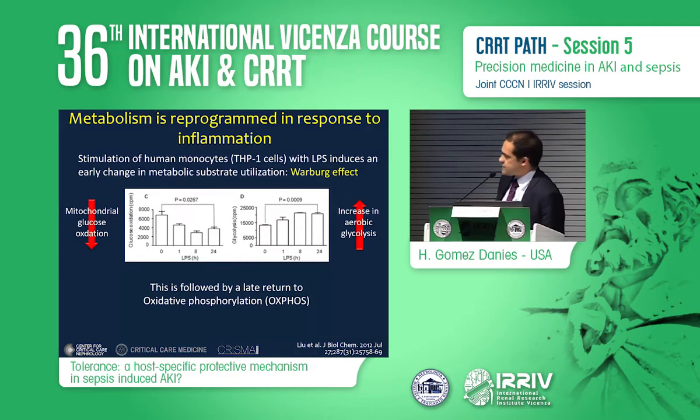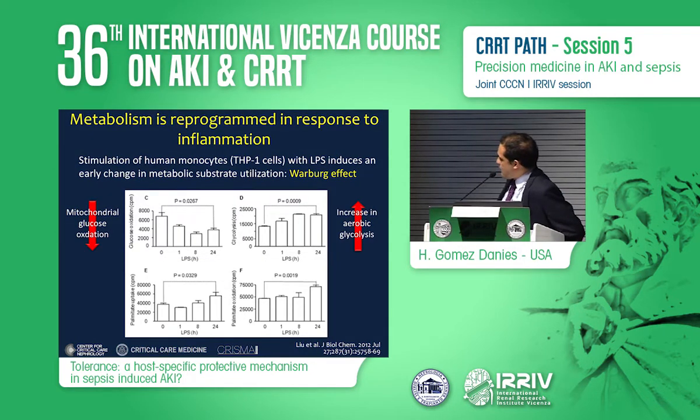It turns out that in sepsis, if you take monocytes and you stimulate them with lipopolysaccharide, which is a model of in vitro sepsis, what these monocytes do is they decrease the oxidation of glucose and they increase the utilization of aerobic glycolysis. Exactly what I was showing you before in the previous slide. And later on, this change in metabolism is followed by a return to oxidative phosphorylation, as you can see here, by an increase in the uptake of fatty acids and an increase in fatty acid oxidation.